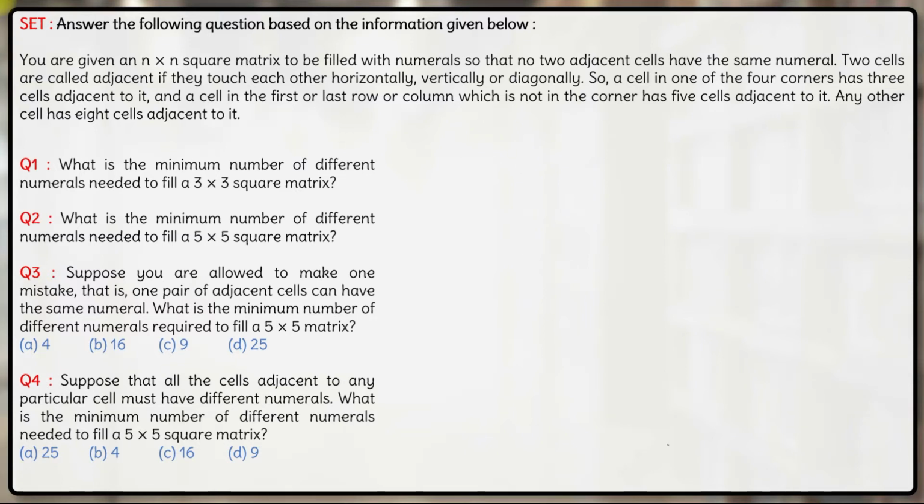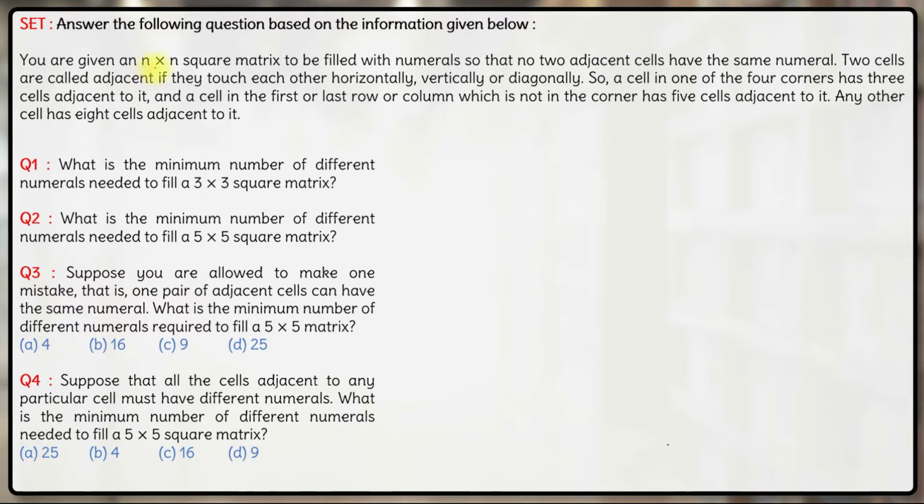Okay, hello everyone. Here we have a set which is based on an n by n square matrix. Okay, this is a fairly simple set. This is actually a CAT question, I think CAT 2018 or 17, but a very easy one. So let's see what the question is here.